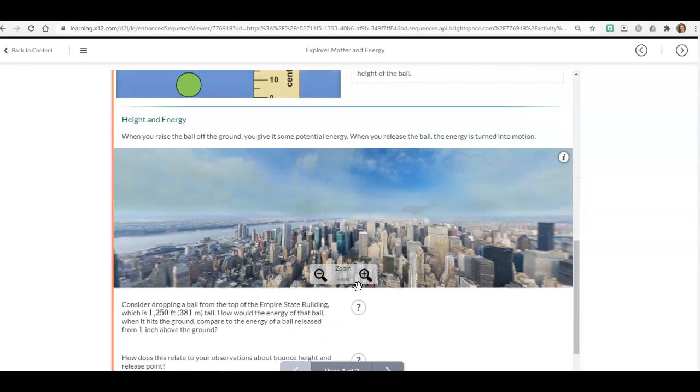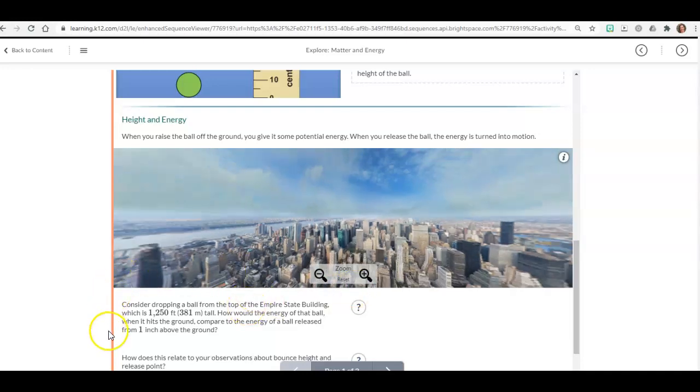All right, so some things to know here are height and energy. When you raise the ball off the ground, you give it some potential energy. And we'll study more about that coming up later in the course, potential and kinetic energy. So when you release the ball, the energy is turned into motion. And here I have found an error that I want to share with you. Consider dropping the ball from the top of the Empire State Building. So we know that's very, very high, right? 1,250 feet. And how would the energy of that ball when it hits the ground compare to the energy of a ball released 1 inch from the ground?